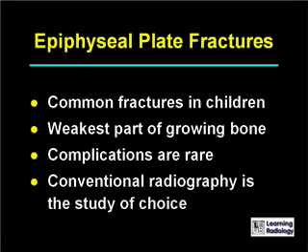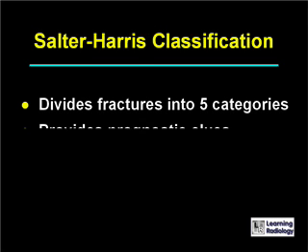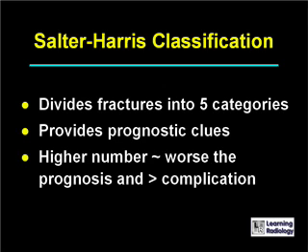Epiphyseal plate fractures are relatively common fractures in children. They occur through the weakest part of the growing bone, the epiphyseal plate. Most heal without any problems, complications are rare, and conventional radiography is the study of choice. The Salter-Harris classification divides these fractures into 5 different categories. There have been other categories added subsequently, but they are of less common fractures. And the classification provides prognostic clues.